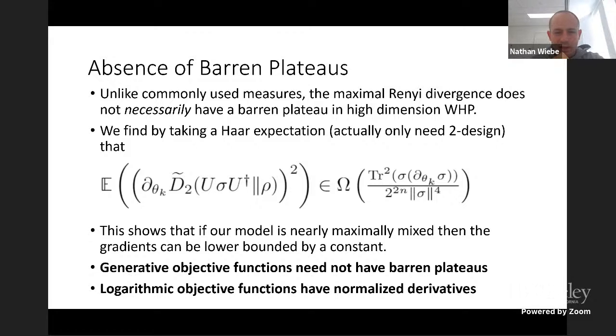And this ends up showing that the Barren plateaus that we see generically for most of the discriminative training objectives that have been considered so far don't necessarily need to apply for generative objective functions like the quantum relative entropy or the Rényi divergence. And in part, a lot of this comes from the fact that when you take a derivative of a logarithm, you automatically kind of normalize the derivative. If something's small in the numerator, it ends up being paired with something small in the denominator. And that, under certain circumstances, can actually save the day when it comes to the expectation.